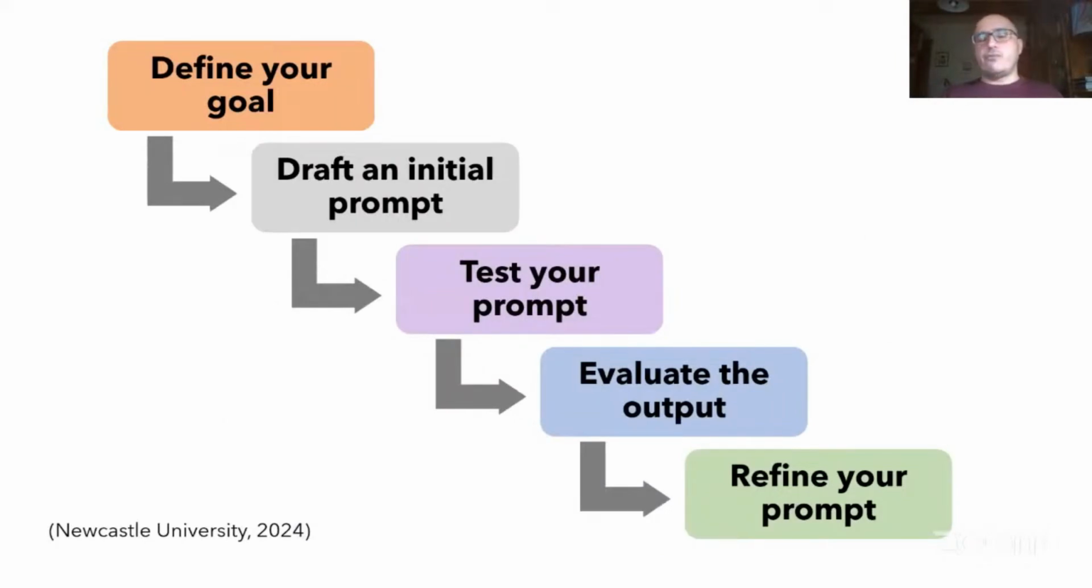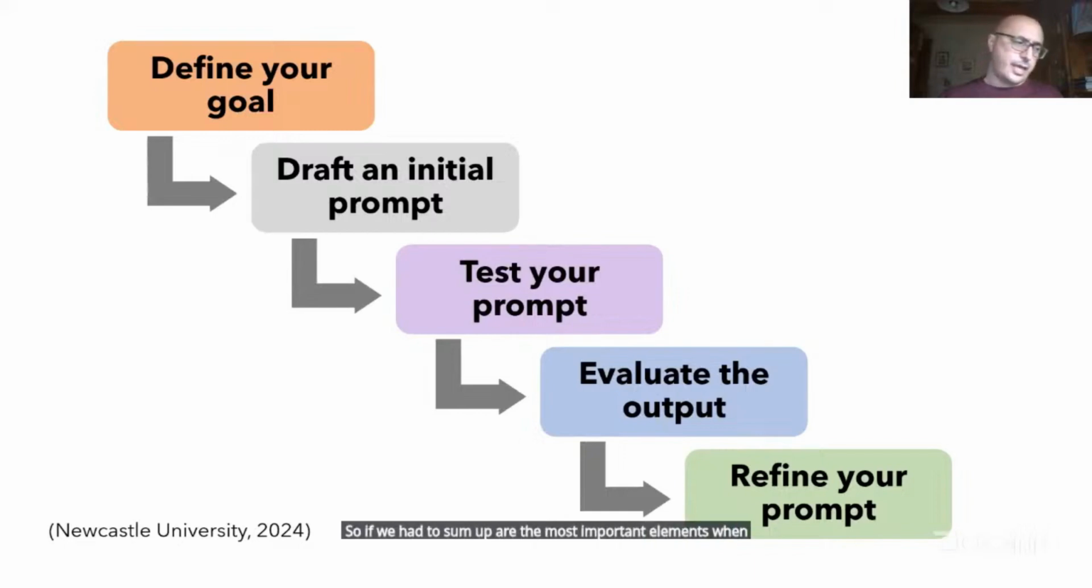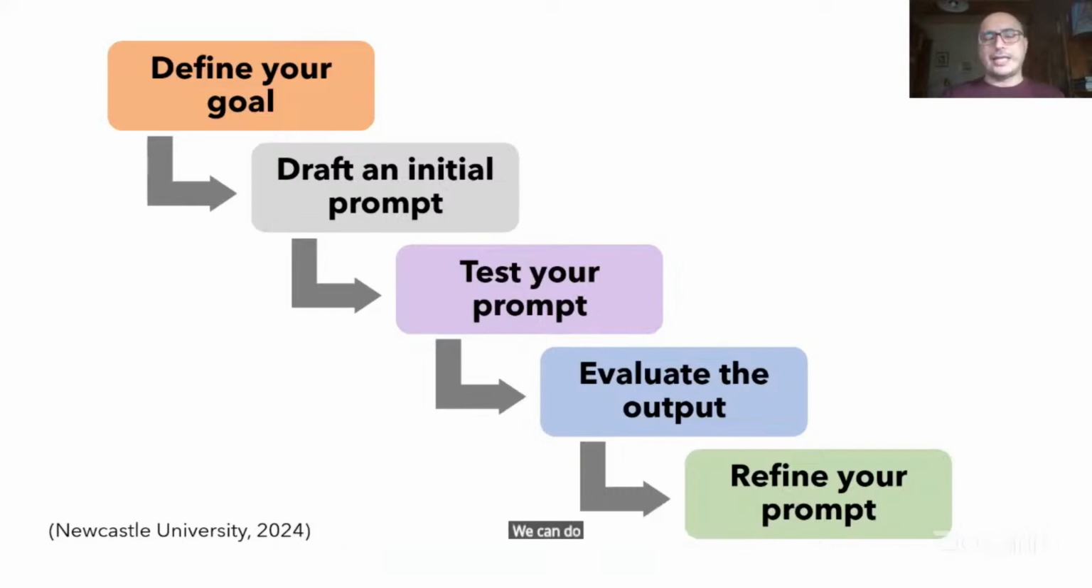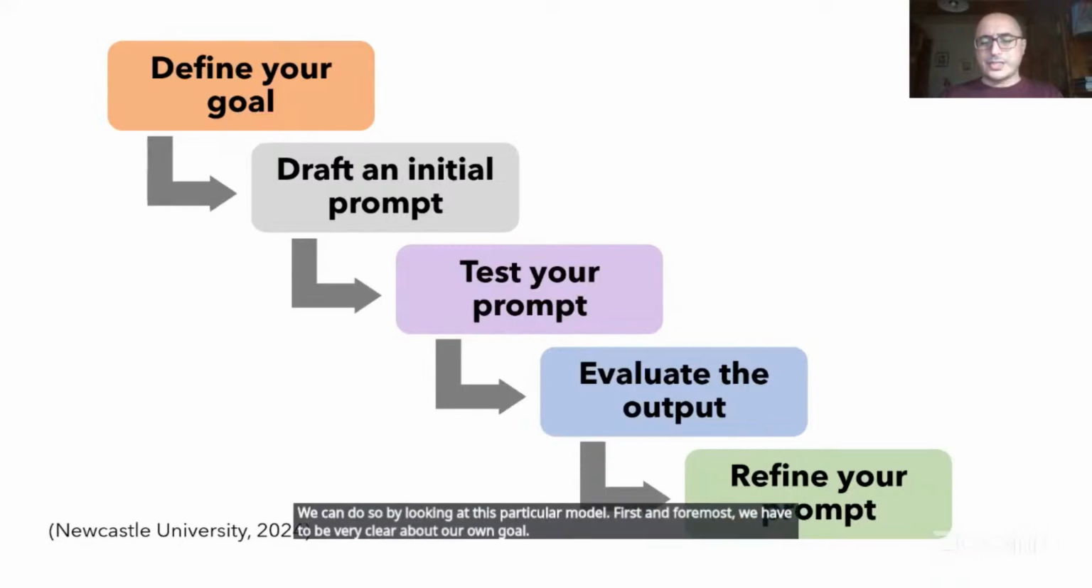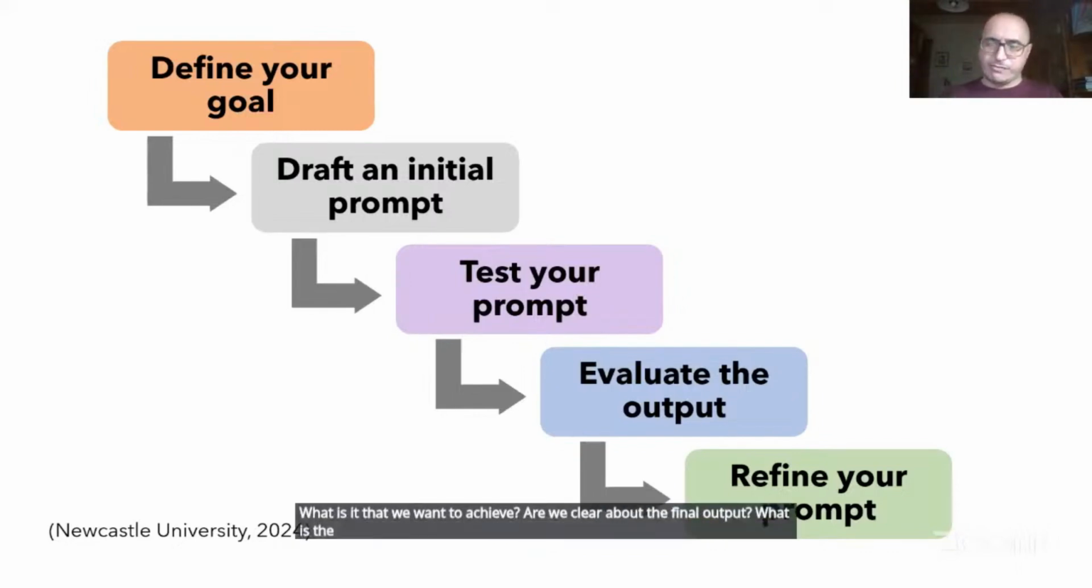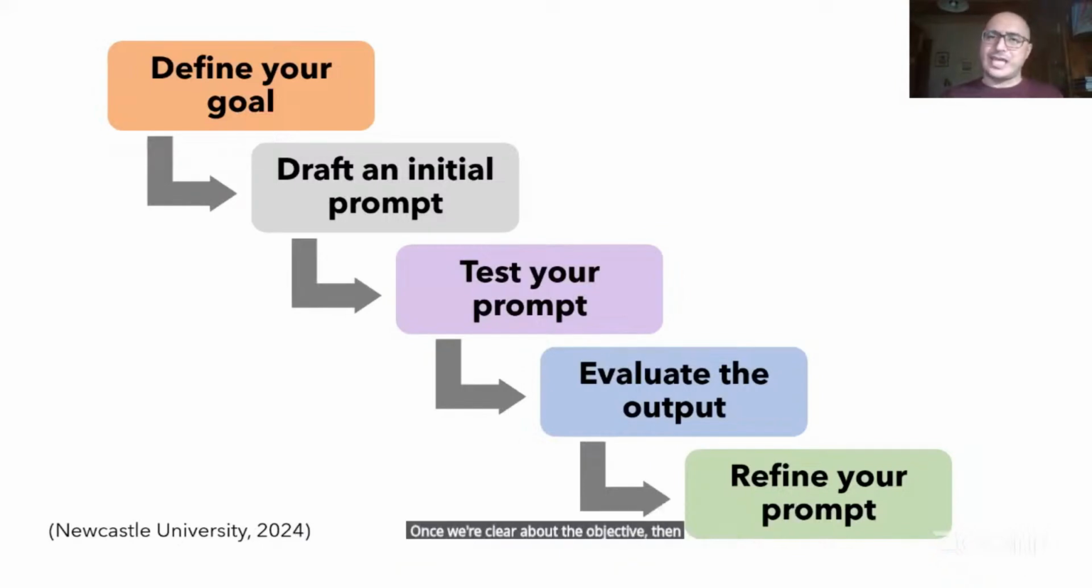So if we had to sum up the most important elements when interacting with Gen AI, we can do so by looking at this particular model. First and foremost, we have to be very clear about our own goal. What is it that we want to achieve? Are we clear about the final output? What is the objective that we have in mind? Once we're clear about the objective, then we can start drafting an initial prompt.